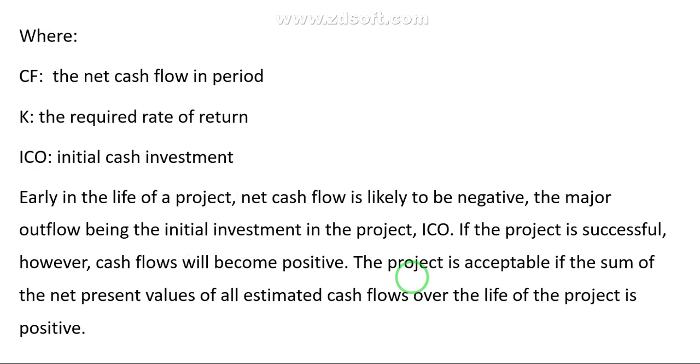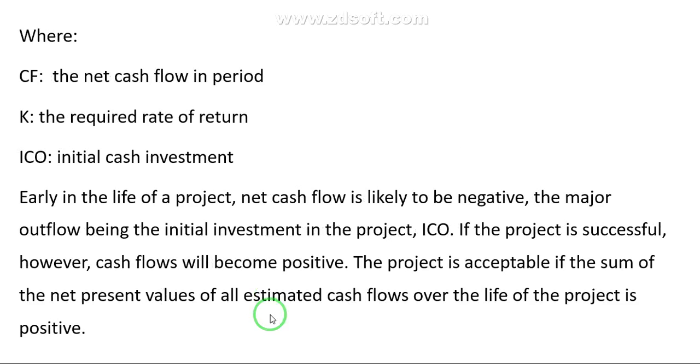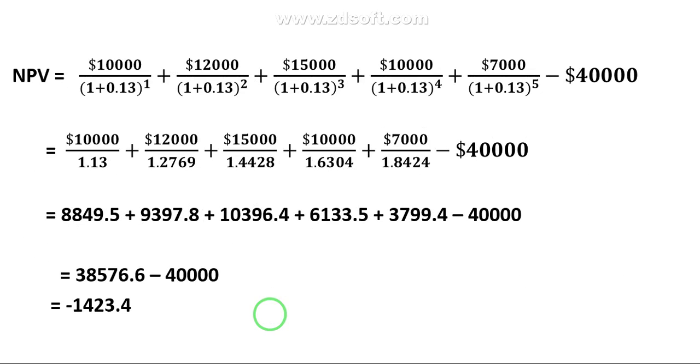As the formula given here says: CF1 divided by 1 plus K to the power of 1, plus CF2 by 1 plus K to the power of 2, plus, because it is 5 years, we can add CF3 by 1 plus K to the power of 3, plus CF4 by 1 plus K to the power of 4, plus CF5 by 1 plus K to the power of 5, minus ICO. So let's do the calculations here.